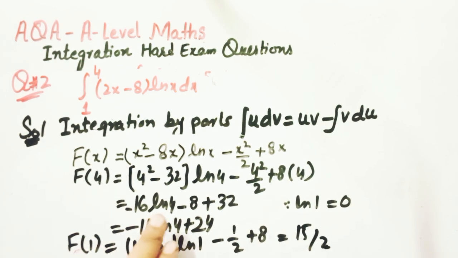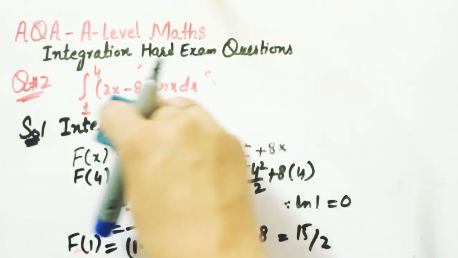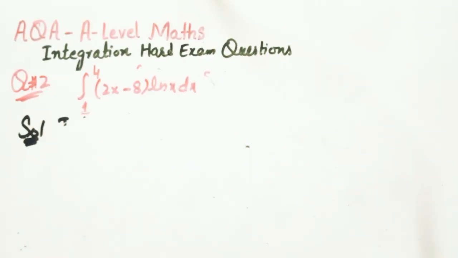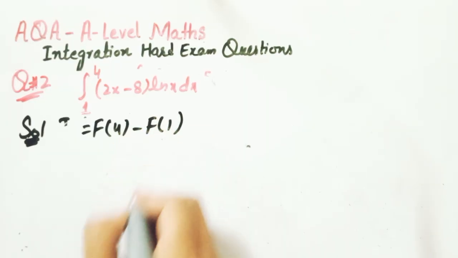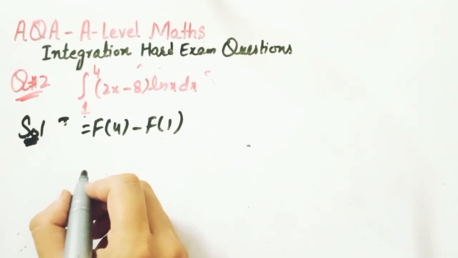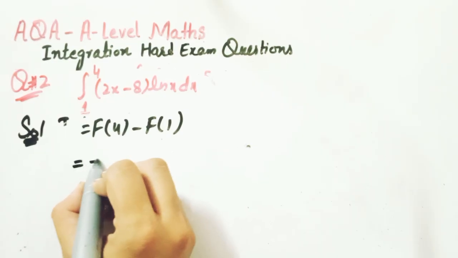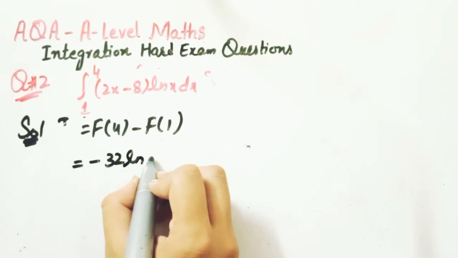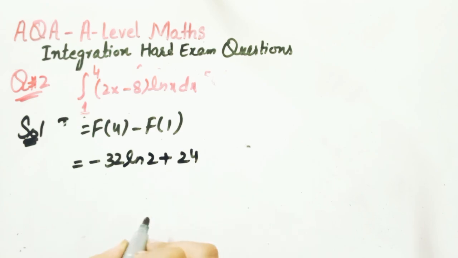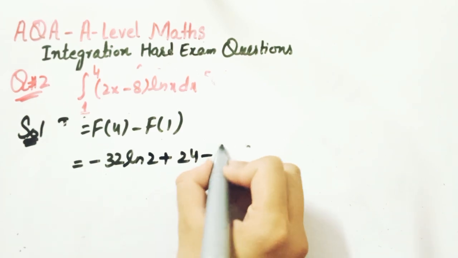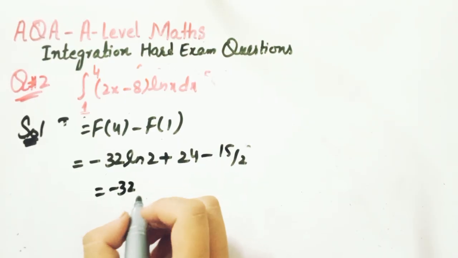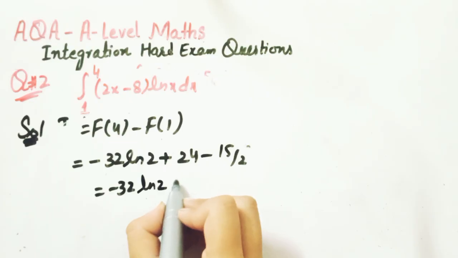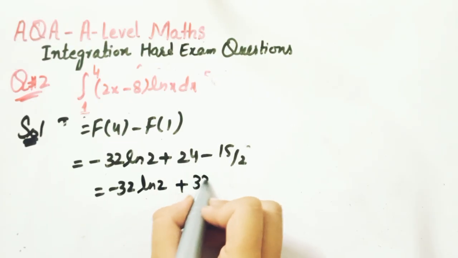So f of 4 is this one and f of 1 is this, so we will write our integration here, that will equal f of 4 minus f of 1. So this will become minus 32 ln 2 plus 24 at the upper limit and minus 15 by 2 at the lower limit. So this will become minus 32 ln 2, and when we take its LCM it will become 32 by 2.